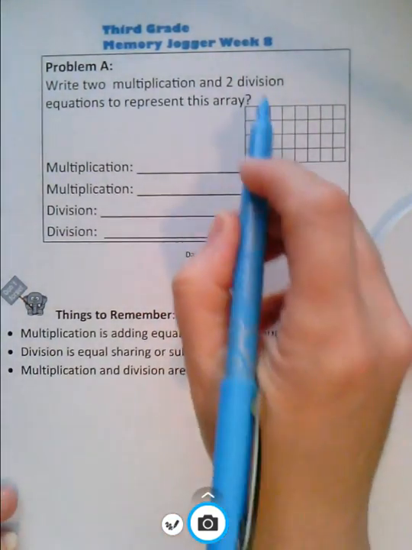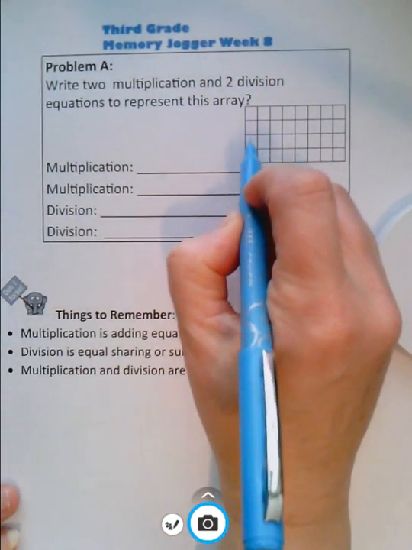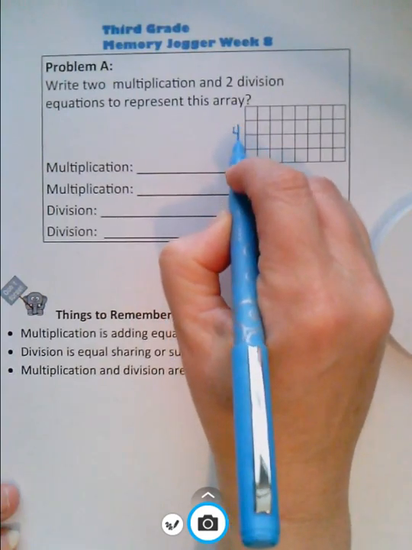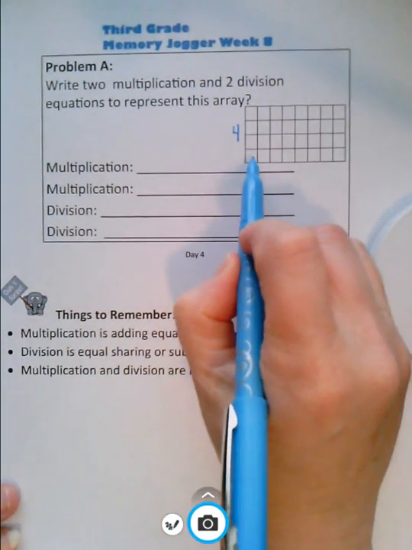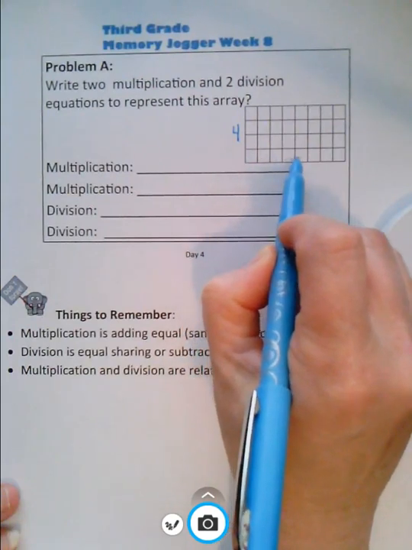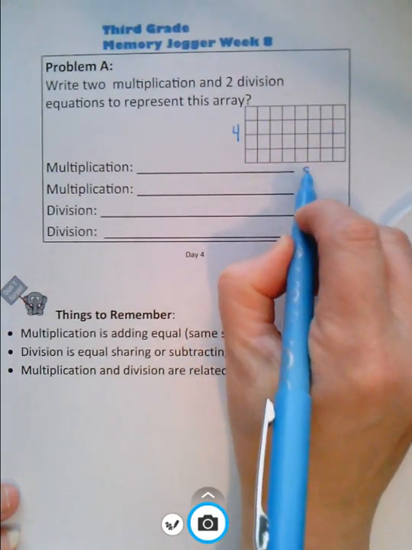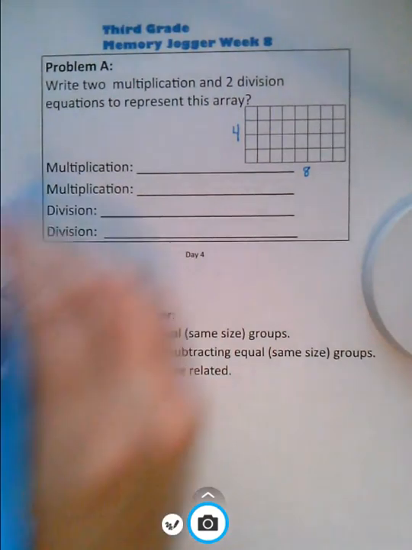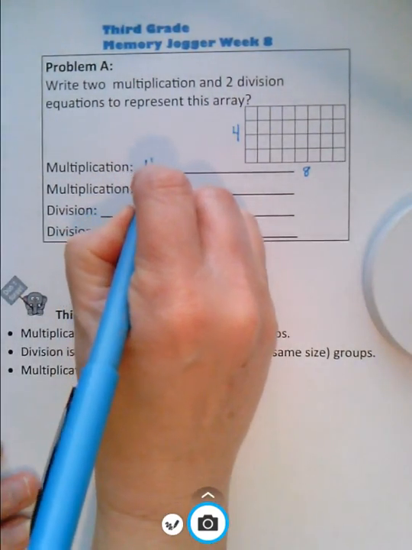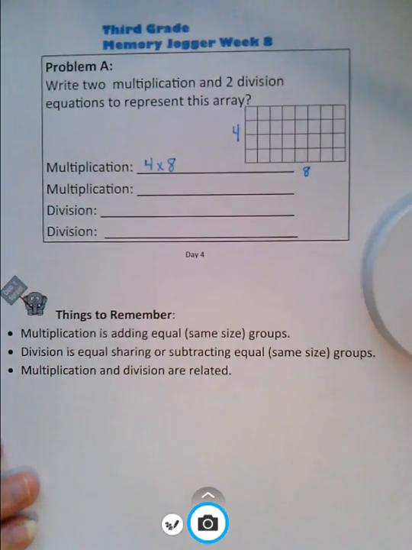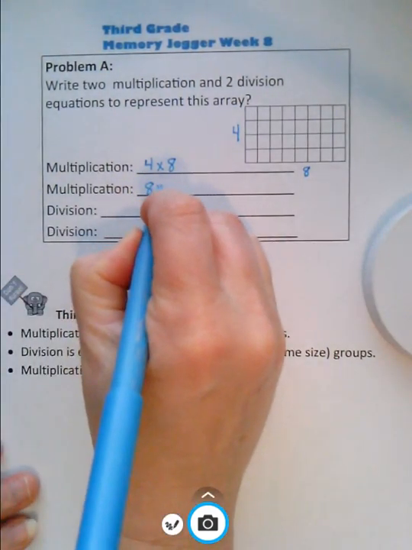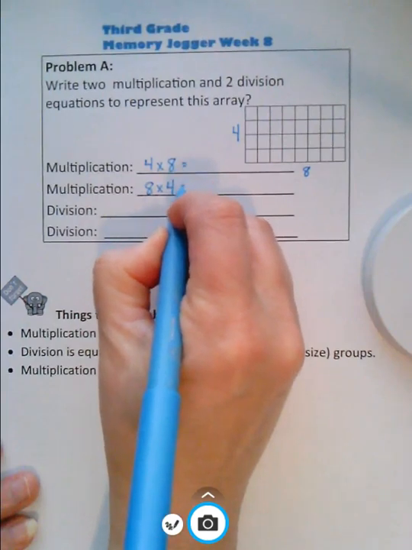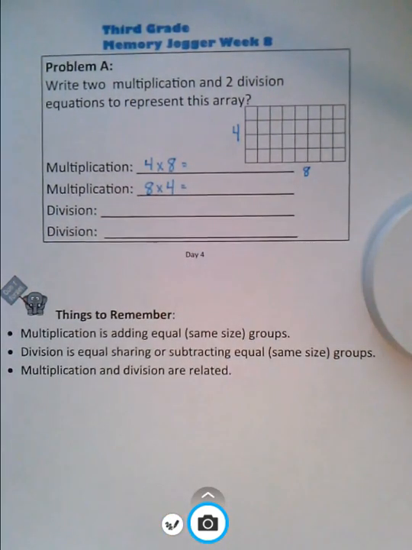Let's take a look at this array. In this array we have 1, 2, 3, 4 rows and 1, 2, 3, 4, 5, 6, 7, 8 columns. So we could think of this, if we were just writing an expression, as 4 rows with 8 in each row, or 8 columns with 4 in each column. But since this is asking for an equation, we also need to think about what's the total number of squares in this array.